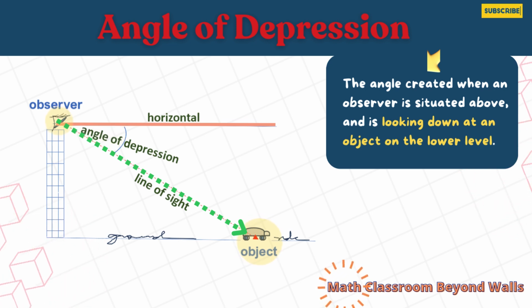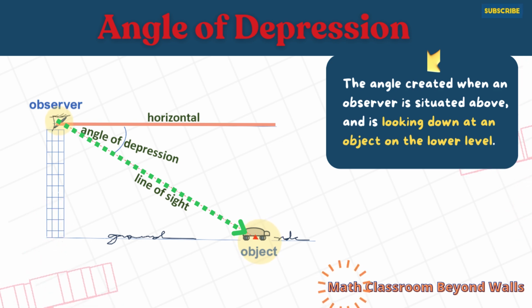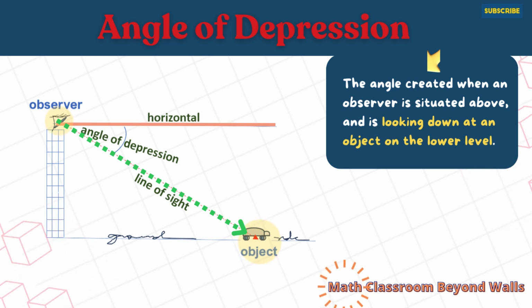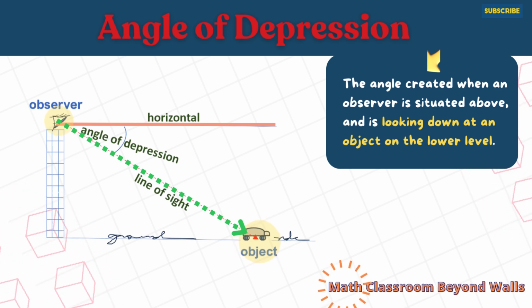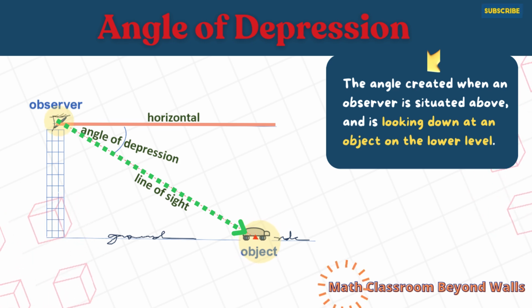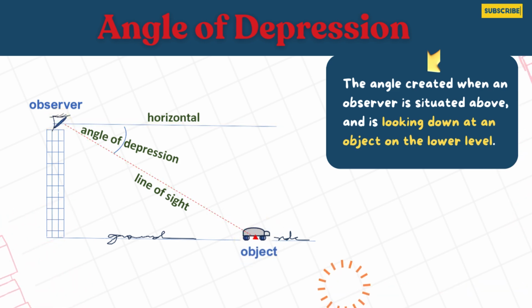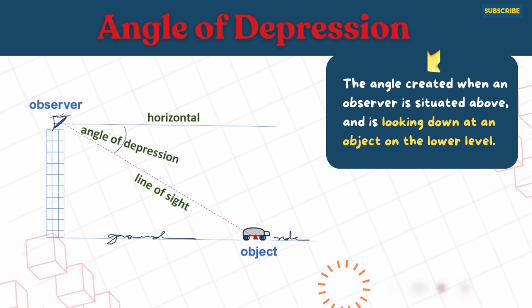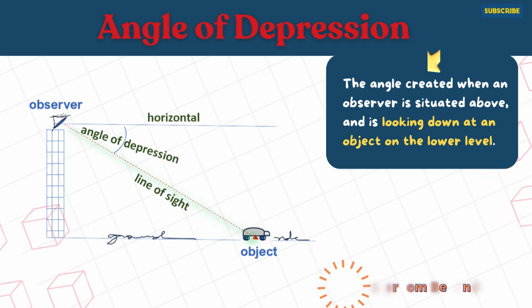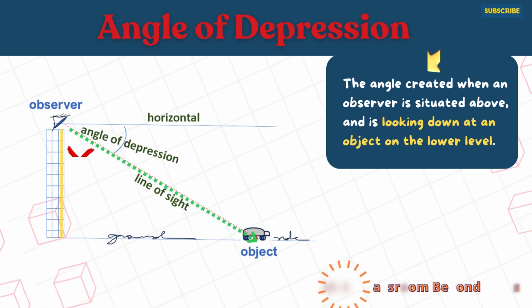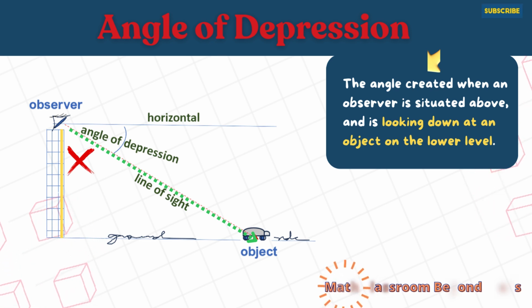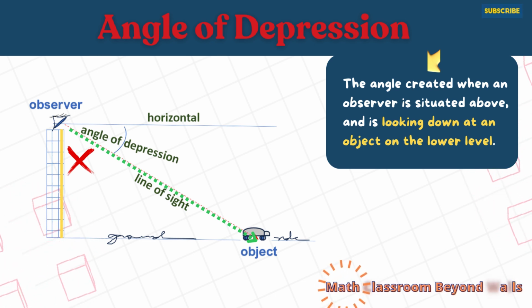Identifying these angles correctly is crucial in solving application problems involving trigonometric ratios. A misconception that often happens is in identifying the angle of depression. Always remember that it is not the angle between the line of sight and the vertical. Look at the figure, learners, so you will not make this mistake.